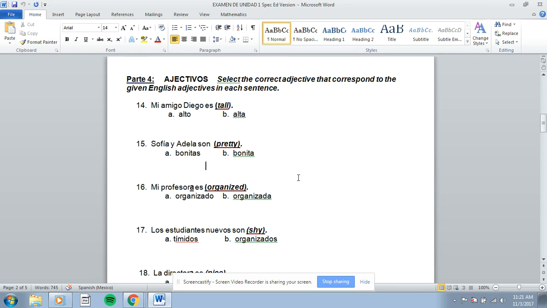Número 16, mi profesora, and that's a female teacher. Es, and they want you to pick organized. So would you pick organizado or organizada if it's a female professor?